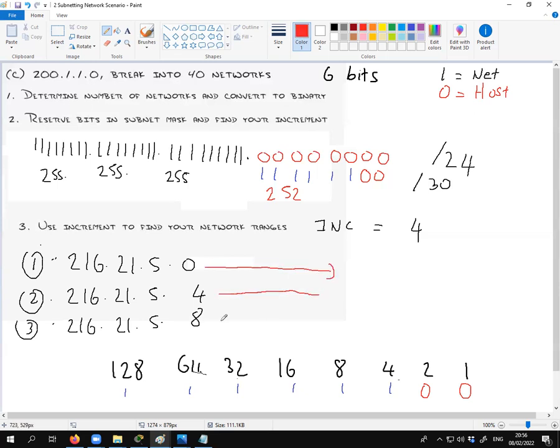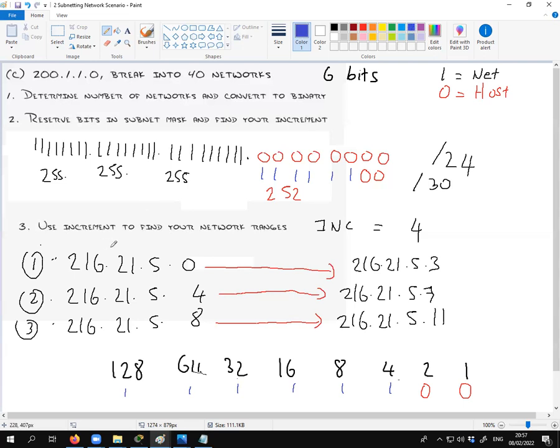So 216.21.5.3. The very next one here, subnet number 2, 5.7. And then 216.21.5.11. Now remember these ones here, your network ID and your broadcast, you can't use.